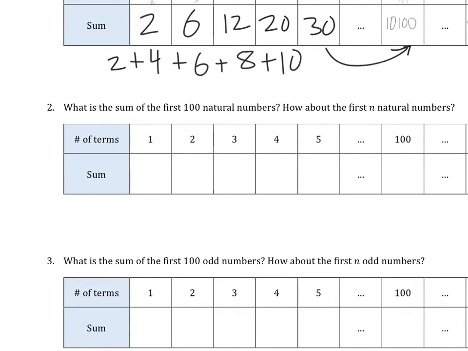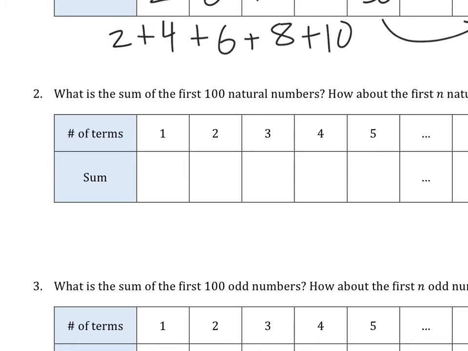All right, so what about the sum of the first 100 natural numbers? Well, that's what we did. Natural numbers are like 1, 2, 3, 4, 5. If we take the first natural number, which is 1, and add that up, well, that's just 1. If you take 1 plus 2, that's the first 2. So if we add up the first 2 natural numbers, we get 3.